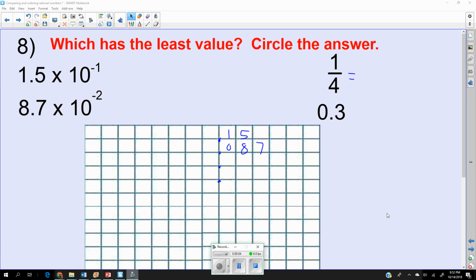All right, moving on to number 8. This one's a little bit easier than the last few, okay? So in number 8, we have to find out which has the least value. So out of all 4 of those, which one is the smallest? And we circle our answer.